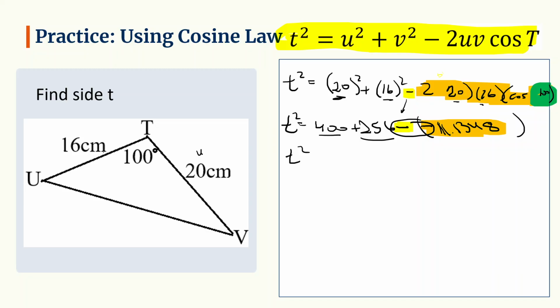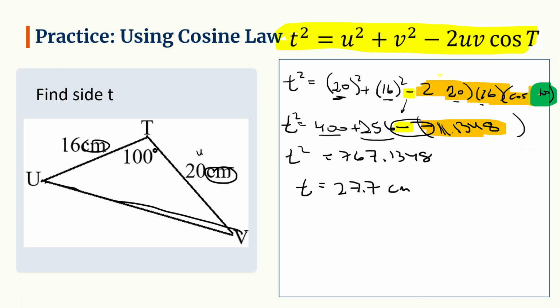$256. So we get 767.1348. And then, of course, I need to take the square root of both sides. And when I take the square root of that 767 number, I get 27.7 centimeters. Centimeters because of this. And that makes sense. 27.7 is the longest side.